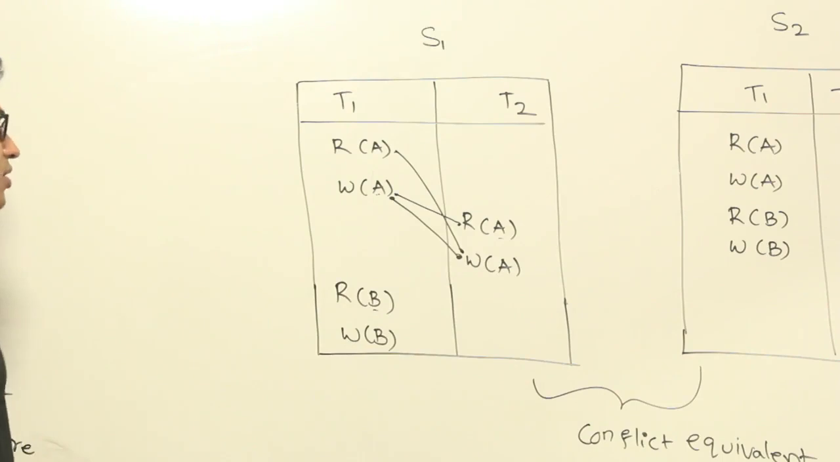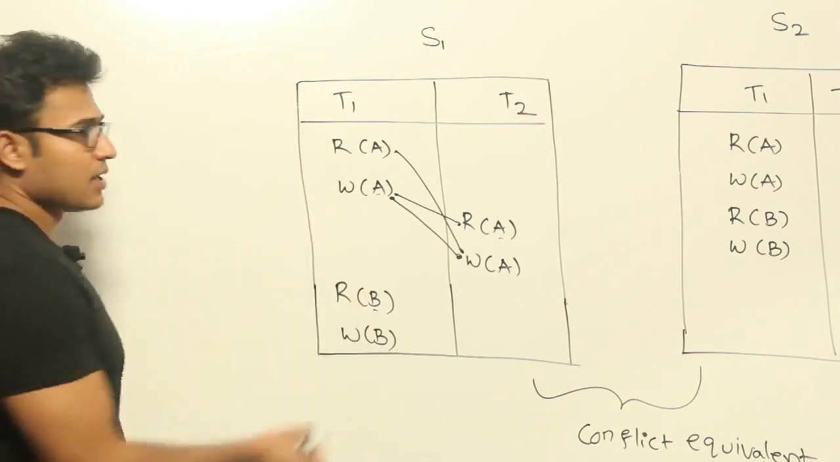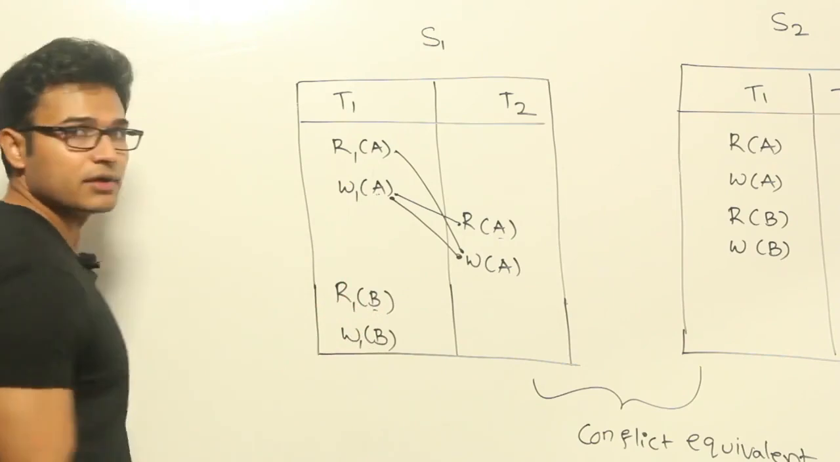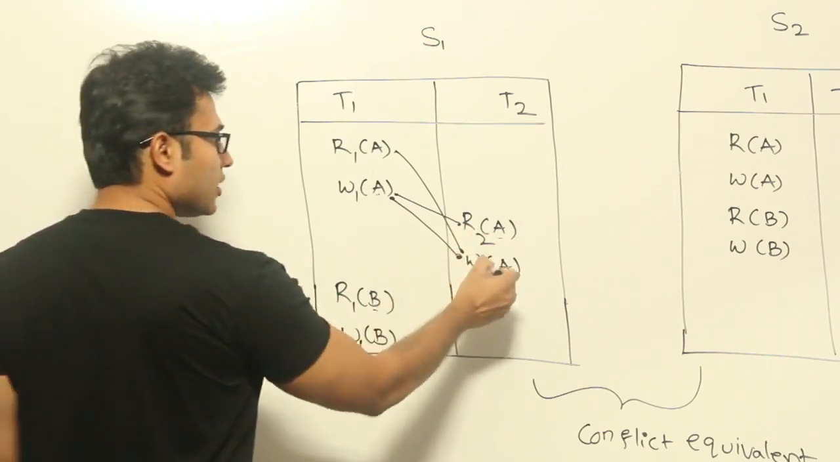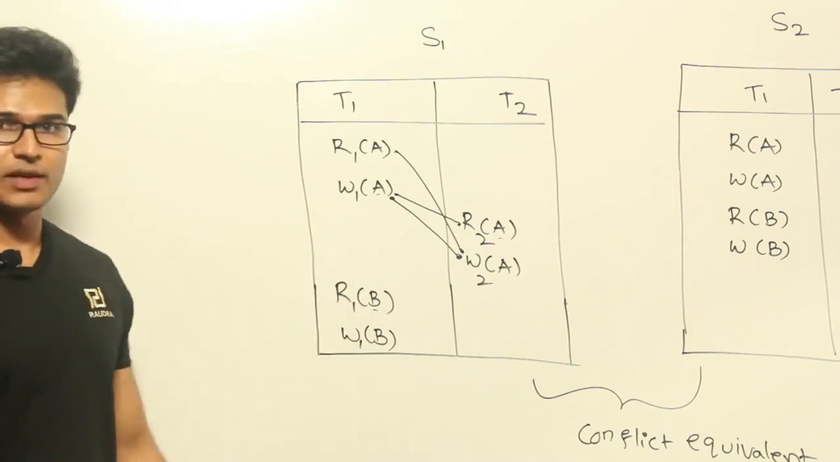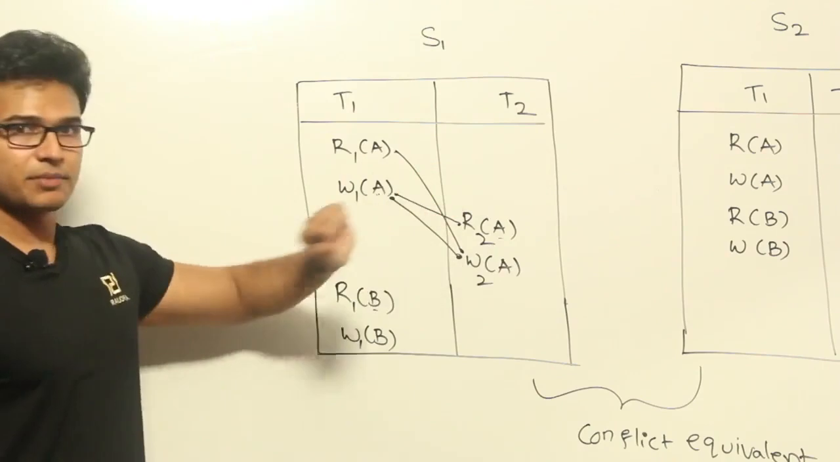If you have to write the order, it will be better if you rename all the actions which are on the T1 side. I'm just naming it as R1, W1, R1, W1, right? And here W2, just to say that this is from transaction 1 and this is from transaction 2. Now let me say what is the order in which they are appearing, right?